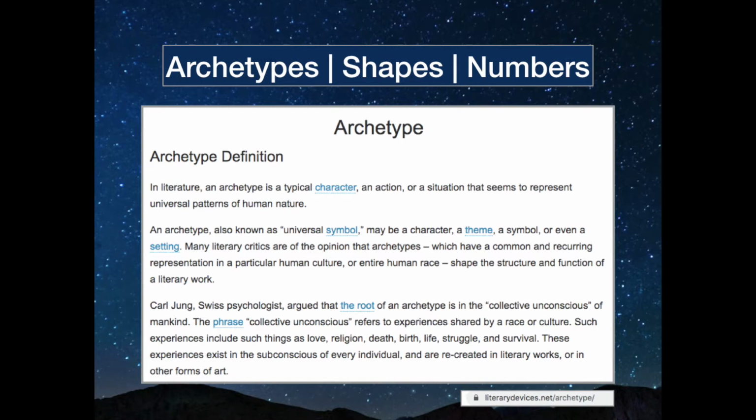Carl Jung argued that the root of an archetype is the collective unconscious of mankind. The phrase collective unconscious refers to experiences shared by a race or culture. So this idea of the universal unconscious taps into what we've been discussing with the all, and tapping into our individual subconscious, I would propose, is a way to access the universal unconscious. And so numbers and shapes are both archetypes, and archetypes are basically universal symbols.